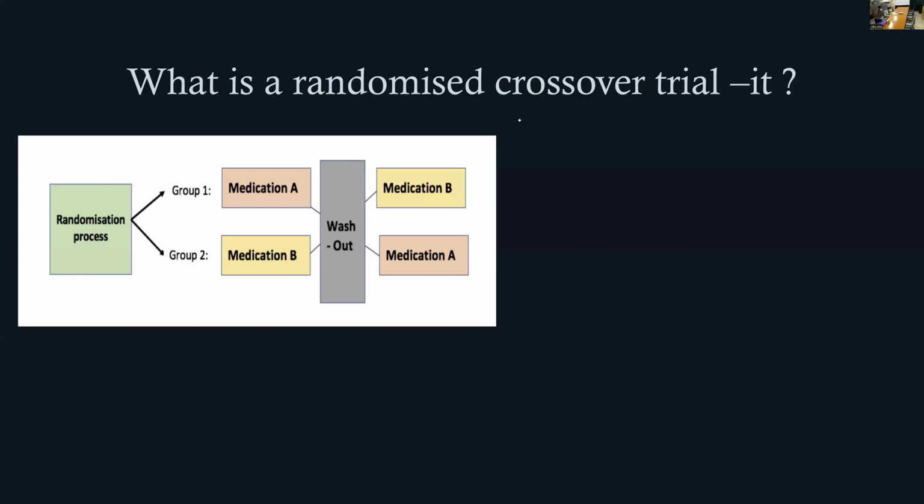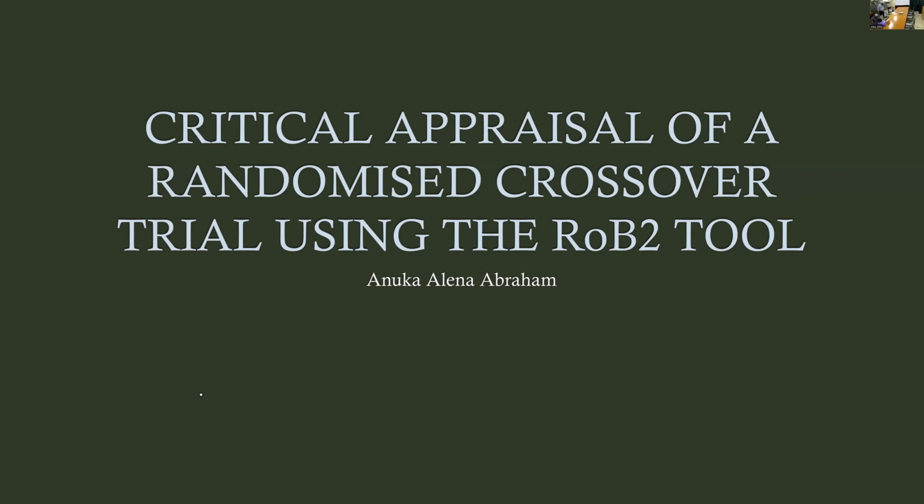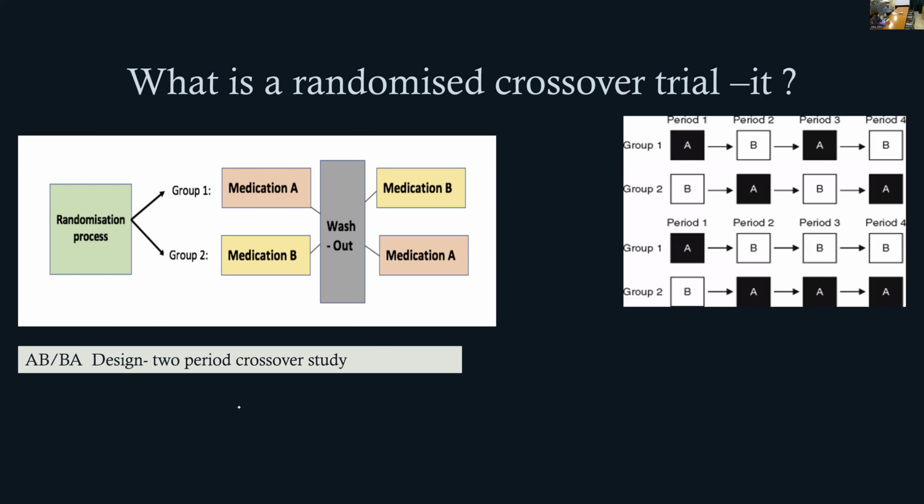My name is ANUKA. I will be doing the critical appraisal of a randomized crossover trial using the RoB2 tool. A brief discussion on what a randomized crossover trial is. This is a simple design of a randomized crossover trial, an AB/BA sequence with a 2-period study. So this is a simple crossover trial. There can be a complicated trial which consists of multiple sequences and multiple phases.